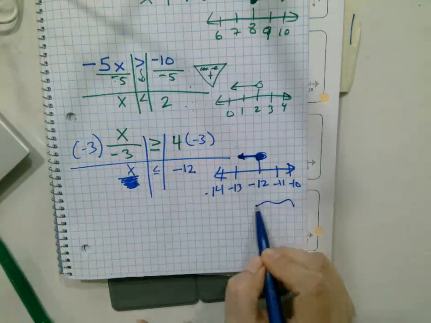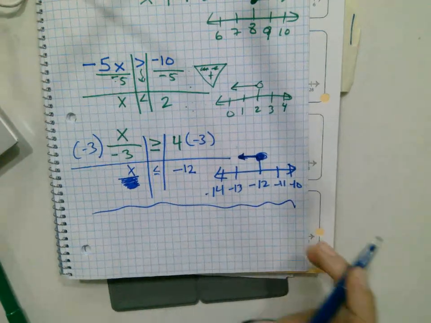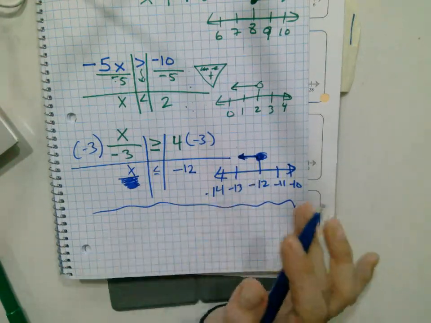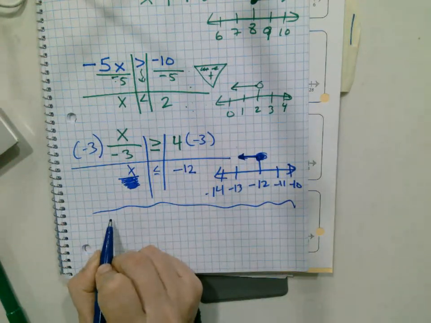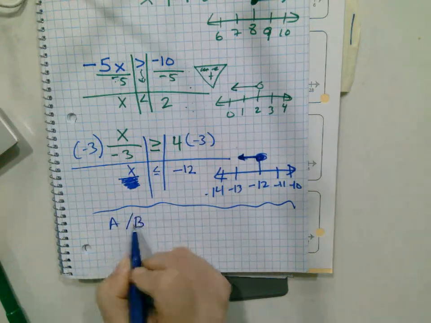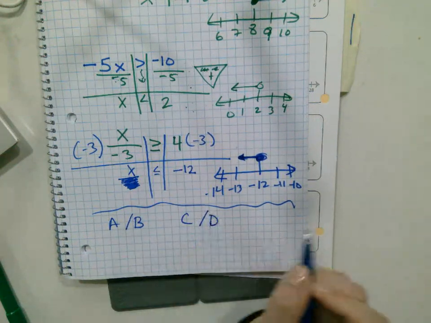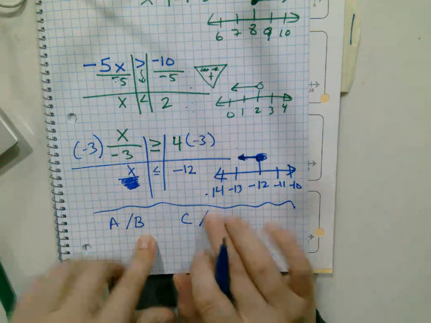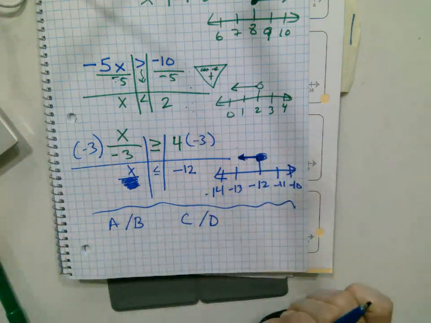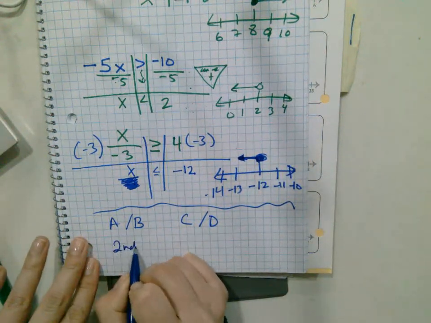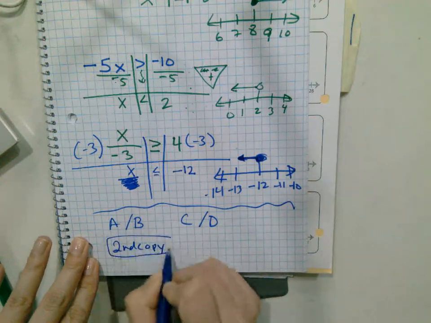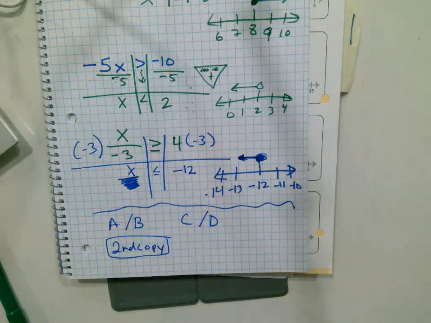Here's what I want you to do. You have from last week, and I told you to keep it, the worksheet that is labeled A/B and C-D. You don't have these? That's cool. I have extra copies, and they're going to say second copy on them. And guess what? You're going to lose points because you didn't keep the originals. Always keep the originals, especially if I told you to keep them.